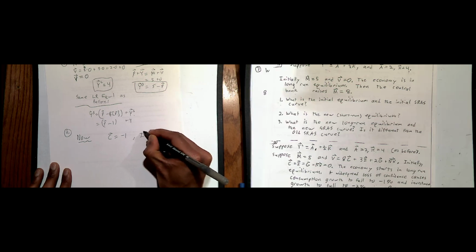Now, the interesting part: when does it get interesting? It gets interesting when we allow for this loss of confidence, right? So now we're saying that suddenly consumption is growing at negative 1% per year, or shrinking at 1% per year. Investment is falling at 2% per year, right? So what does this mean? The first thing we've got to do is look at what's happened to our curves again, right?